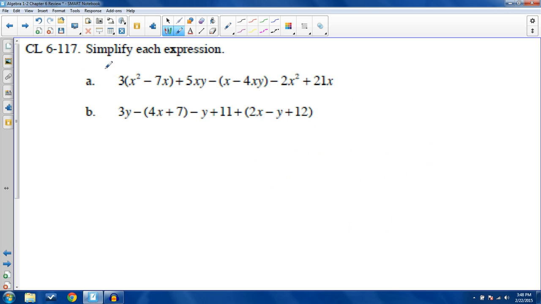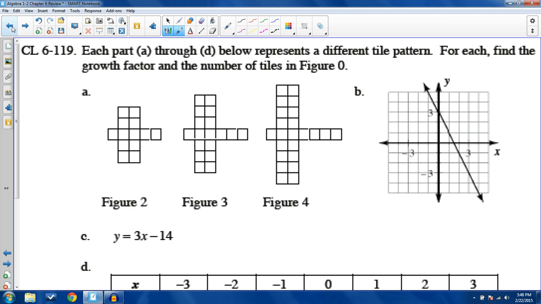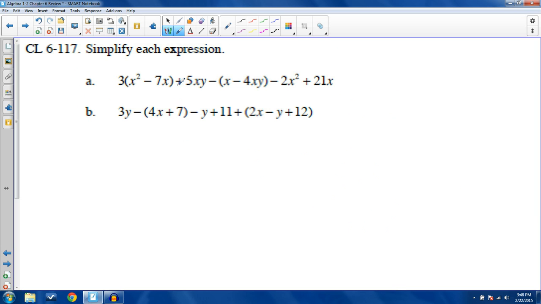Okay, simplify each expression. I think and hope we're almost done. Oh boy, this is going to end up going long. All right, simplify each expression. Here we go. Let's see what we can do here.